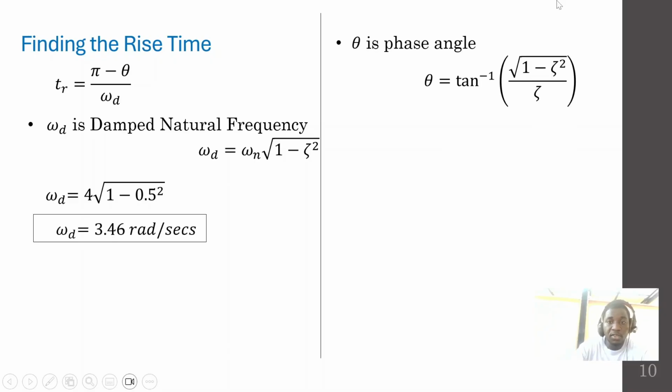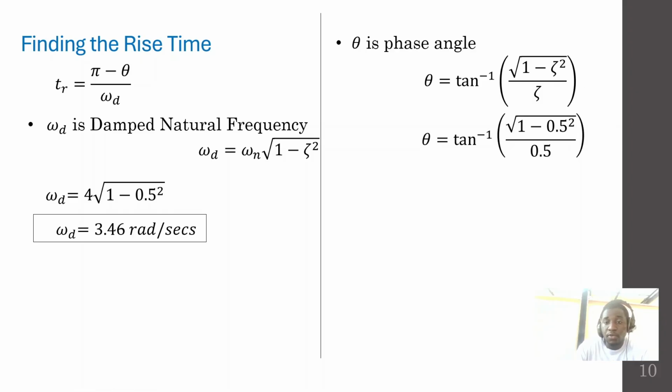Now we come to the phase angle. The phase angle is given by tan inverse of the square root of 1 minus the damping ratio squared, that's zeta, so square root of 1 minus zeta squared all over zeta. You have to substitute the values into it, with zeta, the damping ratio, given as 0.5. After substituting, you get the phase angle to be pi over 3.